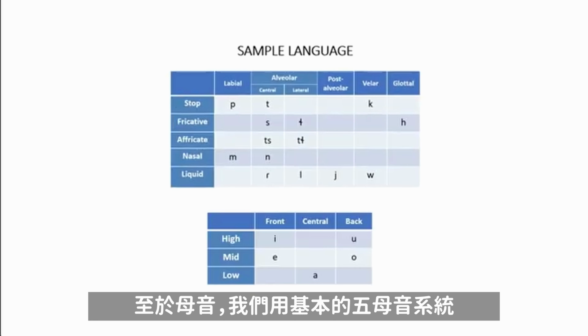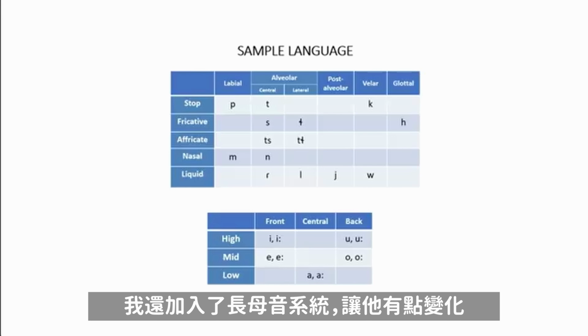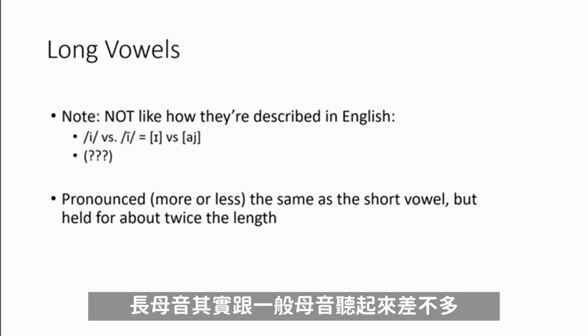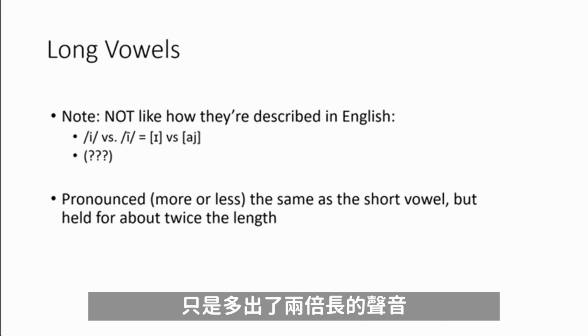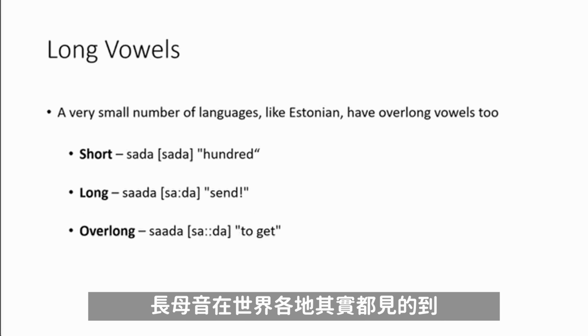As for the vowels, we'll just use the basic 5-vowel system since it's the most common. I'm also going to throw in vowel length as a contrastive feature. A long vowel usually sounds more or less the same as its short equivalent, just held about twice as long. Having a distinction between long and short vowels is extremely common across the world.